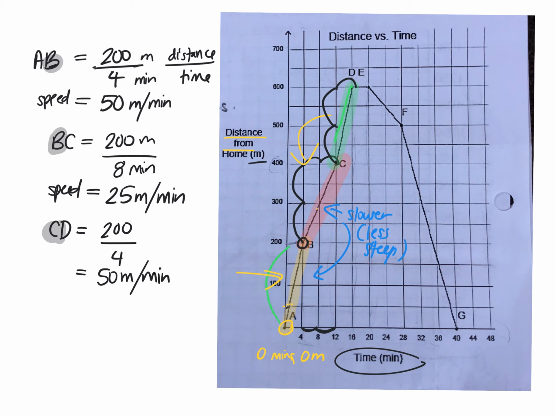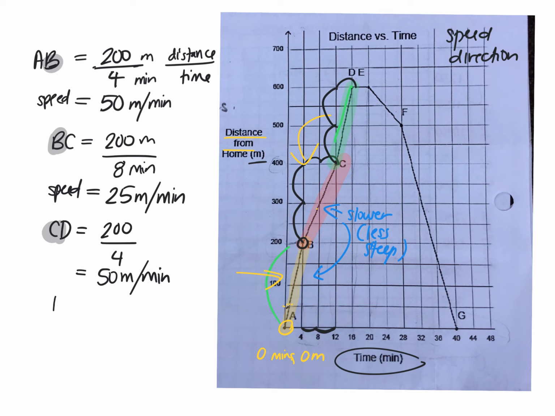They're going to ask you about speed, and they're going to ask you about direction. Is his direction from home changing? Is he changing direction at all? No, because he's still traveling away from home. His distance from home is increasing, which means he's getting farther away from home.